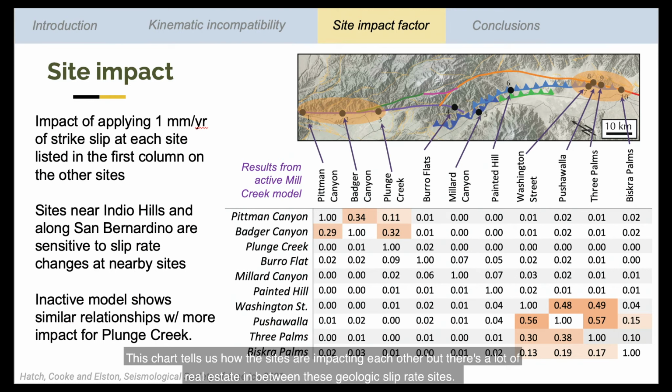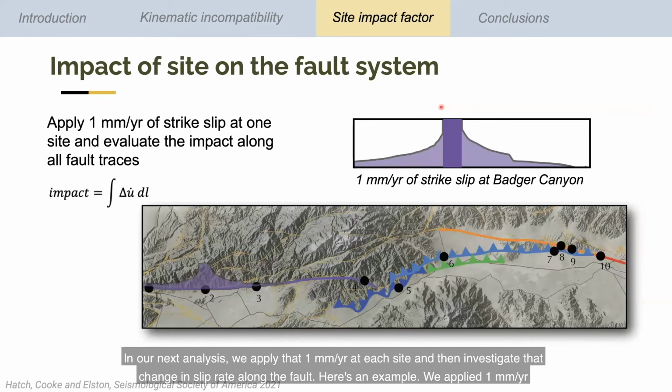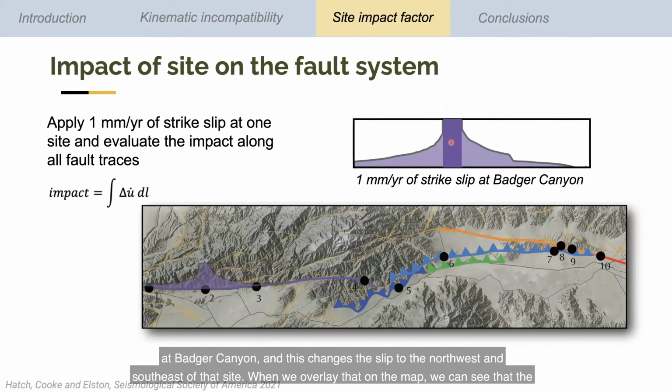This chart tells us how the sites are impacting each other, but there's a lot of real estate in between these geologic slip rate sites. So in our next analysis, we apply that 1 millimeter per year at each site and then investigate the change in slip rate along the faults. Here's an example. We apply 1 millimeter per year at Badger Canyon, and this changes the slip to the northwest and southeast of that site.